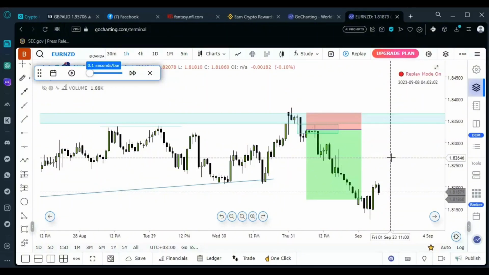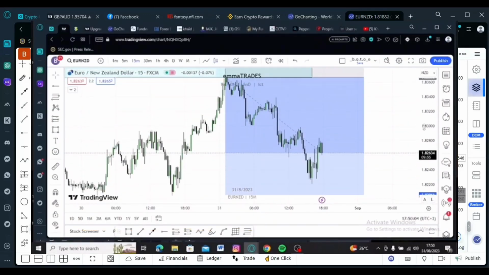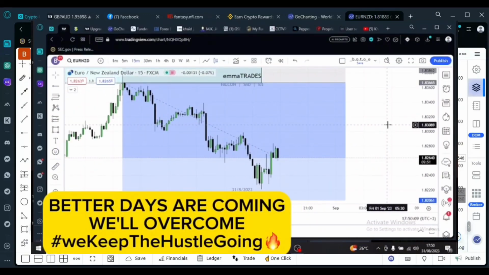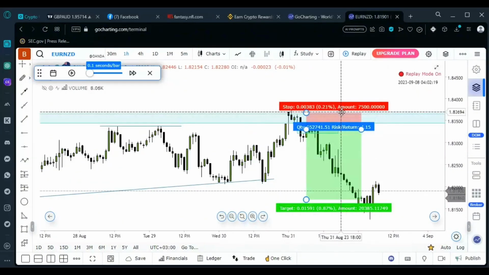So I took 160 pips off of this trade. It took me close to 12 hours almost because I entered in the Asian session, and yeah, I think I hit a profit when it was coming towards the London close. Actually, after the London close, it was about 7 p.m. in Ugandan time.